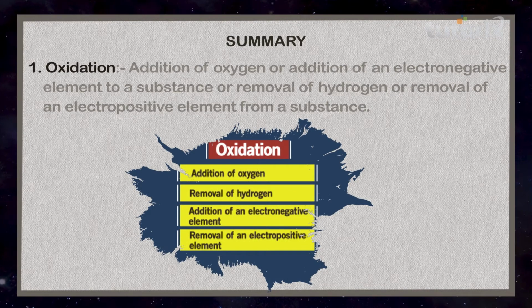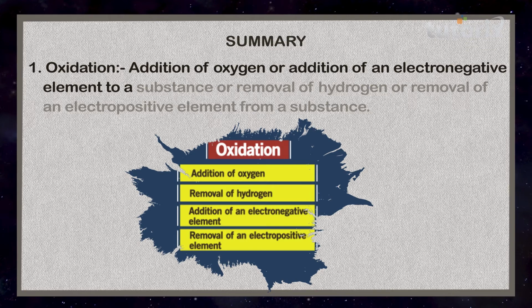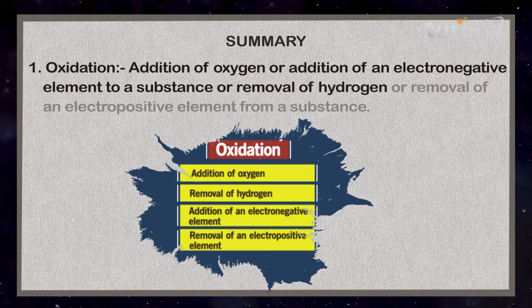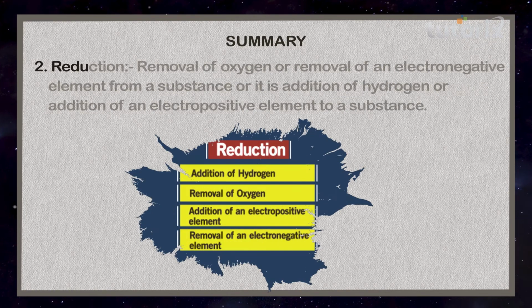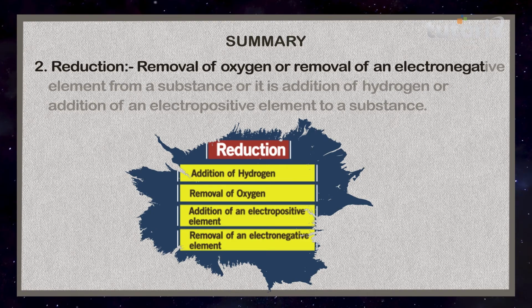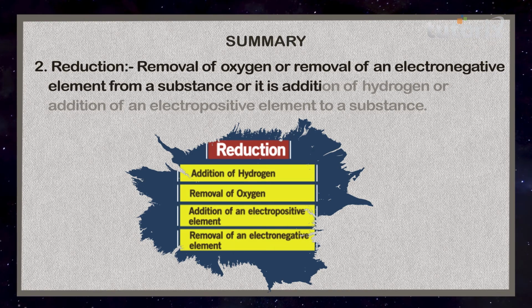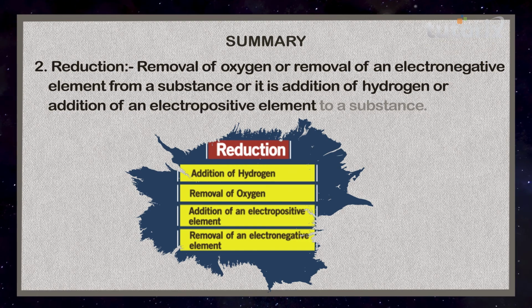Oxidation is defined as the addition of oxygen or addition of electronegative element to a substance, or removal of hydrogen or removal of electropositive element from a substance. Reduction is removal of oxygen or removal of electronegative element from a substance, or it is addition of hydrogen or addition of electropositive element to a substance.